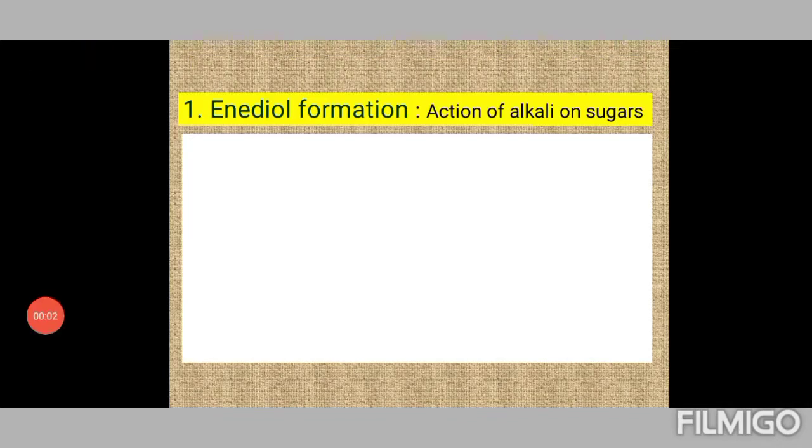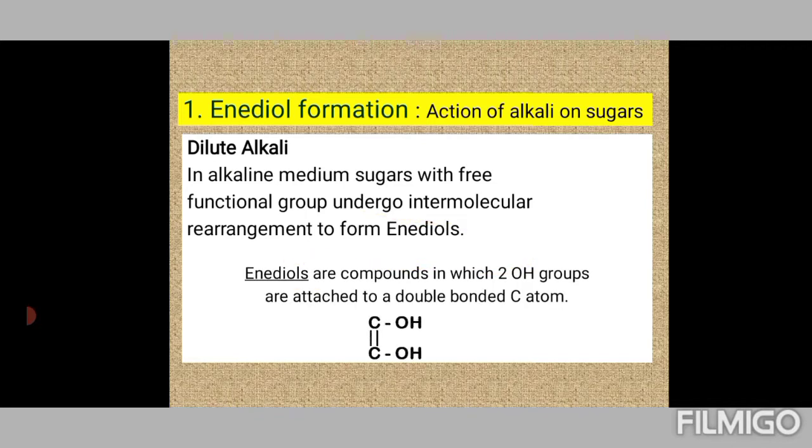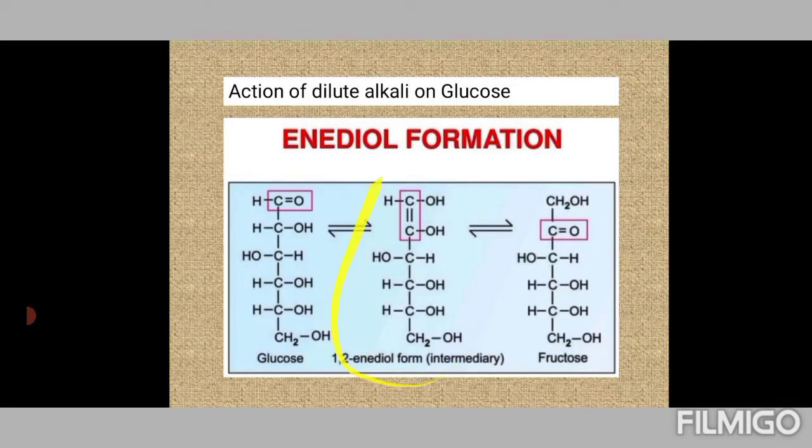First of all, enediol formation. This is the action of dilute alkali on monosaccharides which have free functional groups in them. All the monosaccharides have free functional groups. They undergo intramolecular rearrangements to form enediols. The enediol structure is shown here. Two hydroxyl groups are connected to carbons which in turn are connected through a double bond. So this is the enediol part, a 1,2-enediol form.